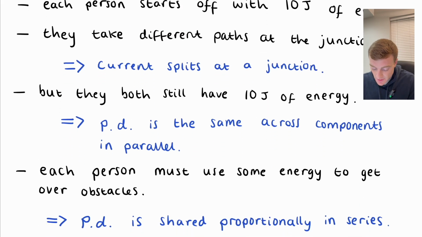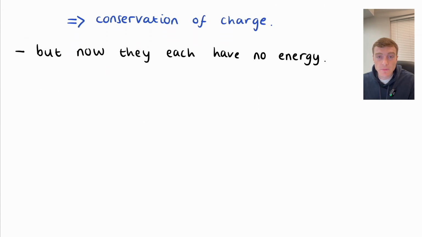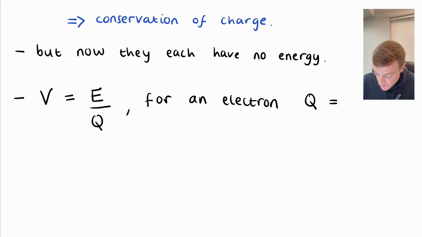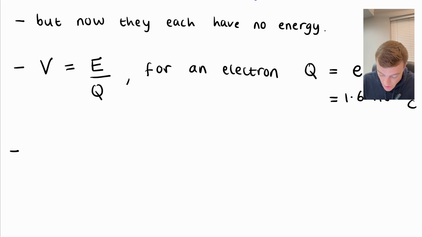Often in electricity, we don't talk in joules, we talk in volts. And if you recall from video 1, potential is energy per unit charge. And for an electron, Q, so charge, is the charge on the electron, which is 1.6 times 10 to the minus 19 coulombs. So we can substitute our energy into the formula.